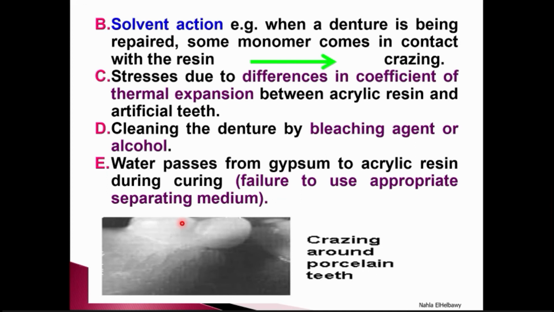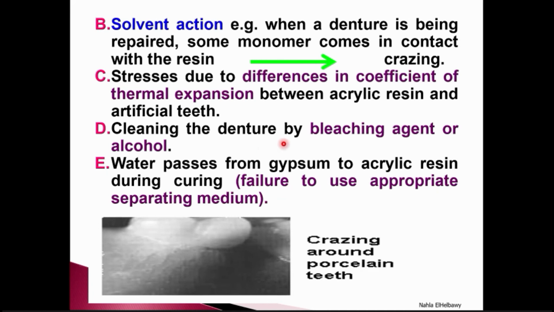Another cause is a difference in thermal coefficient, because in the oral cavity we get thermal changes. If the thermal coefficients of two materials are different, there will be crazing between both materials. This is an example of crazing around porcelain teeth, because the thermal coefficient of porcelain is different from that of the denture base. So we can see crazing here. I'm sorry for the bad image, but this line we can see crazing. So it is not a fracture, but we can see the crack line or separation line between them.